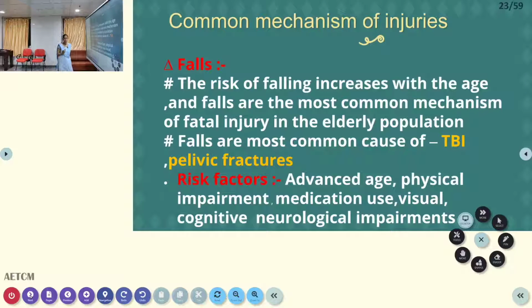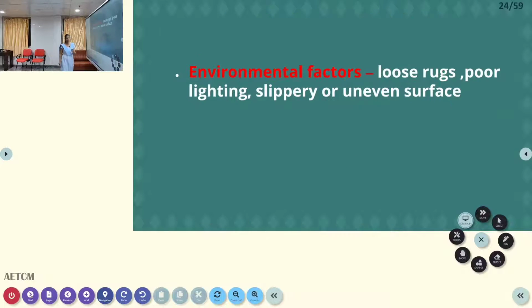Falls are the most common cause of traumatic brain injury and pelvic fractures in the geriatric age group. The risk factors are advanced age, physical impairment, medication use, and visual, cognitive, and neurological impairment. These are some of the risk factors for falls. The environmental risk factors may be loose rugs, poor light, or slippery or uneven surfaces.